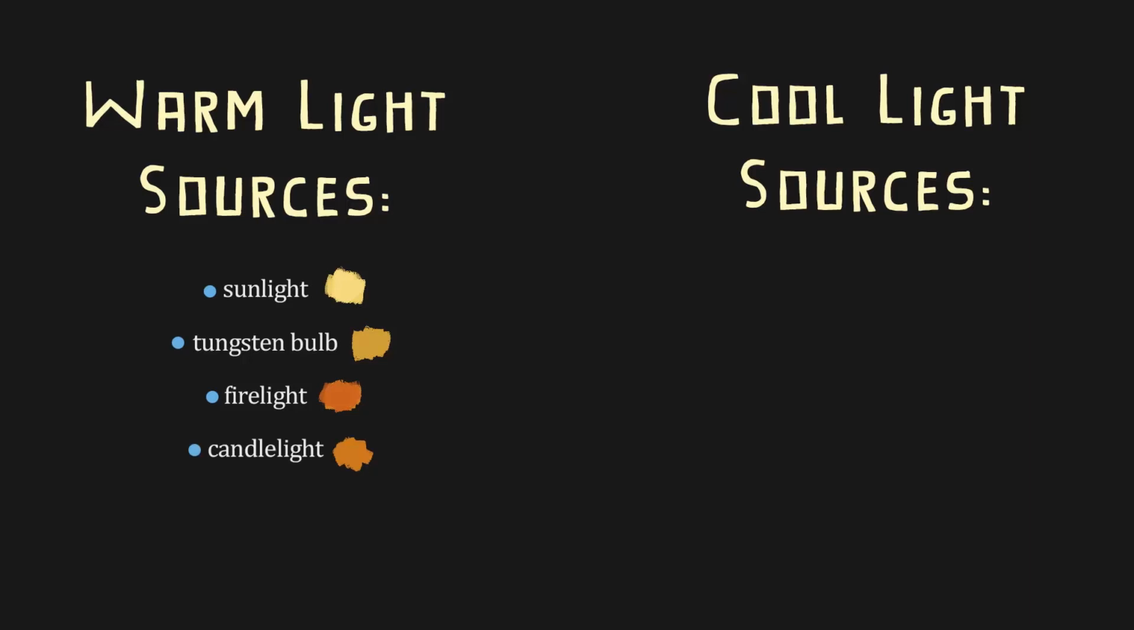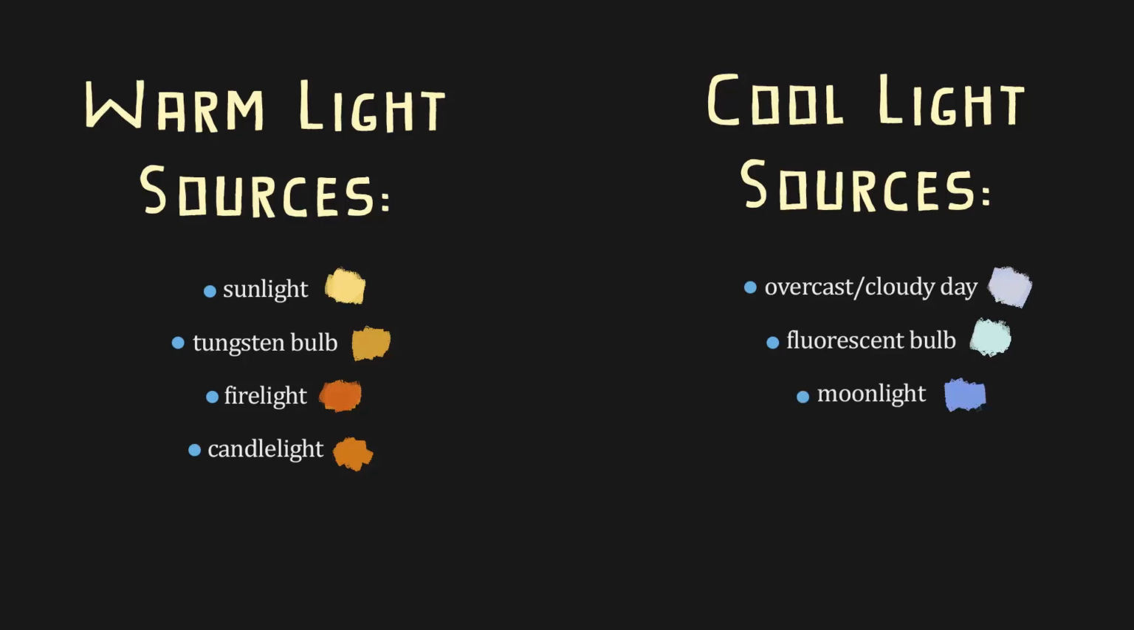Then on the cool side, a very common one would be overcast or cloudy day. If you just think of a cloudy day, the clouds are like this steely cold gray. You have fluorescent bulbs, which is kind of a green that's leaning toward blue. And then, of course, moonlight, which is a pretty bluish light. Now, of course, this is not an exhaustive list. There are way more light sources than that, but these are just some very common ones that you'll find yourself painting over and over. The next logical question to ask from here is, okay, so I know what my light source is. What information does that tell me?